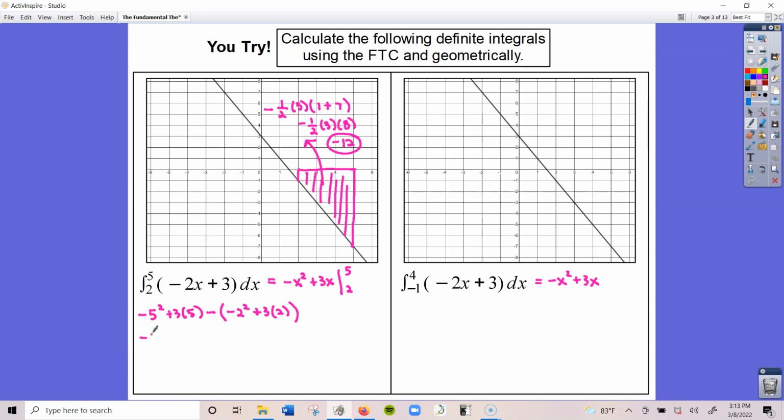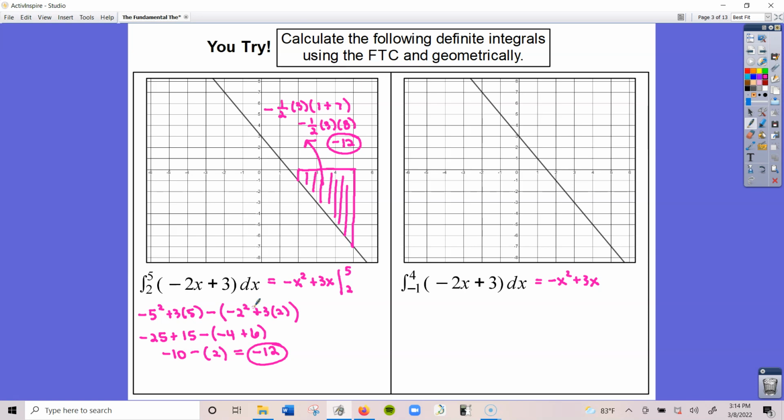Negative 5 squared is negative 25 plus 3 times 5 is 15. Minus 2 squared is 4, and then the negative on the outside, so negative 4 plus 6. Negative 25 plus 15 is negative 10, minus negative 4 plus 6, which is 2. And negative 10 minus 2 is negative 12. So you see how we end up with the same answer.